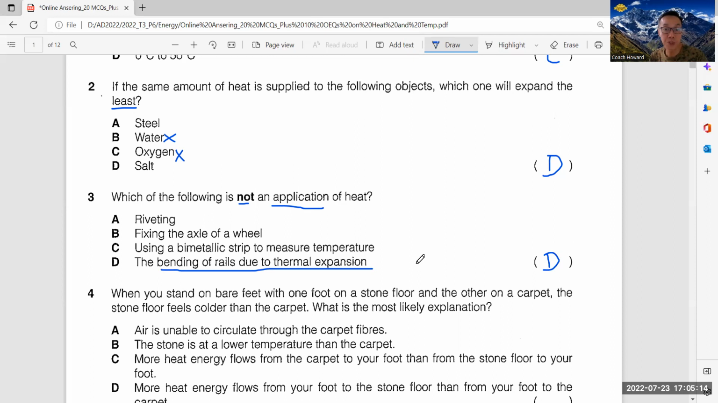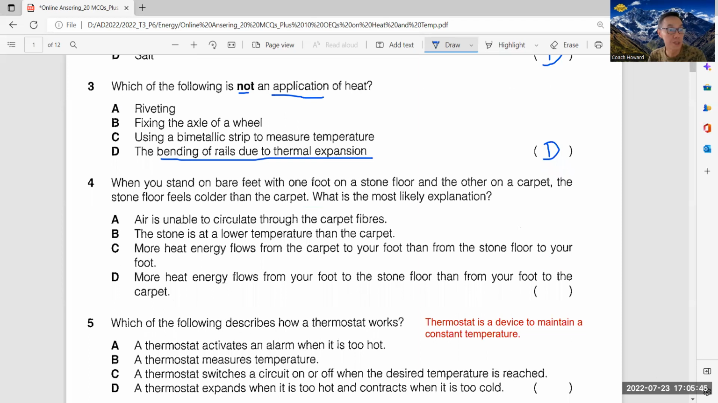Riveting, we have seen the YouTube video, right? This one, fixing the axle of wheel, I have not shown it to you. It's like in the horse carriage, right? The horse carriage, they may have a metal rim, outer rim, that is slightly bigger than the wooden claw. So they heat the metal rim to fit in the wooden claw of the carriage. So answer is D.